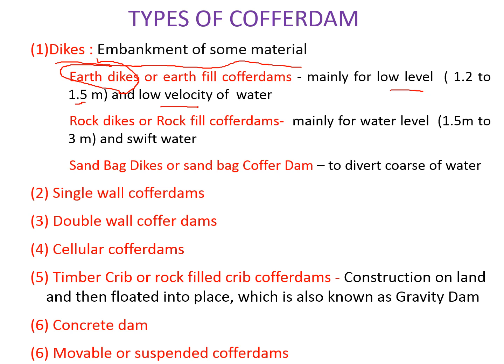Then rock filled or rock dikes. So here instead of earth fill we fill it with rocks. Certainly it has more height as compared to the first one, and it can be utilized for swift water. Third is sandbag dikes. Just stacking sandbags, you can control the flow of water. Generally it is used to divert the course of water. So these dikes are very important. Next is single wall cofferdam, then double wall cofferdams, then cellular cofferdams, timber crib or rock filled crib cofferdam, then concrete cofferdam, movable or suspended cofferdams.